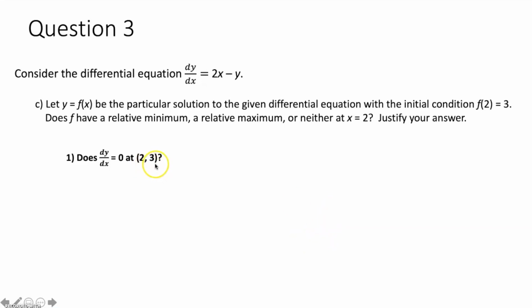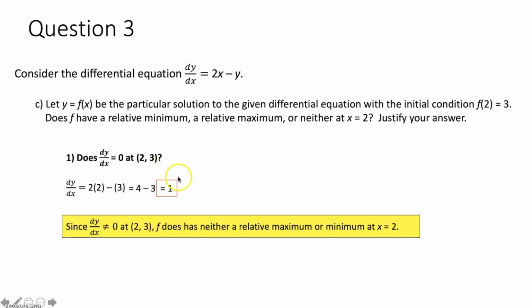So we plug in 2 for x, 3 for y, we simplify, we end up getting dy dx equal to 1, because the slope of your solution curve, or the slope of the line tangent to your solution curve at the point (2, 3) does not equal 0, it equals 1. f does not have a relative maximum or a relative minimum at x equals 2.